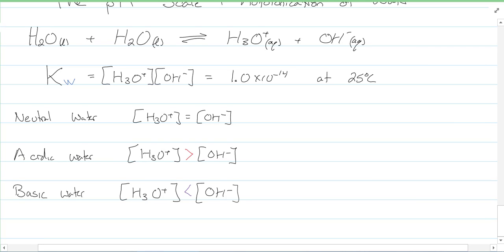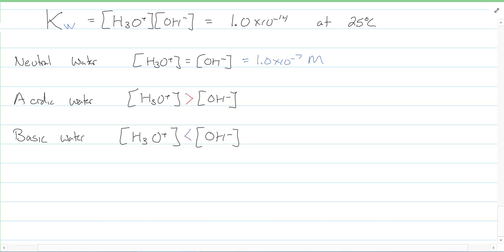So neutral water, if we say that the hydronium and hydroxide are the same, that would give us X times X equals 1.0 times 10 to the negative 14th. Well, X squared is 1.0 times 10 to the negative 14th. Square root both sides. X equals 1.0 times 10 to the negative 7th molar.